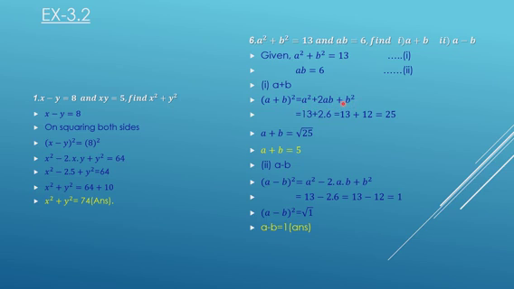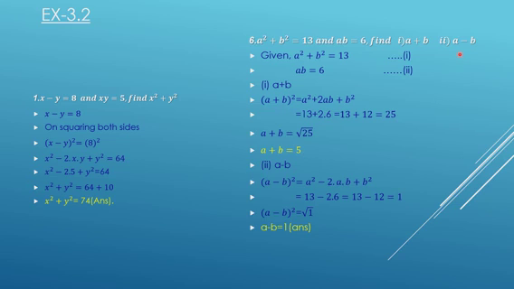Now if you put the values here, we know that a square plus b square is 13. So for a square and b square we can put 13 and ab is 6. So 2 into 6 gives us 12. So 13 plus 12 is 25. Remember we had to find a plus b, not a plus b whole square. 25 is equal to a plus b whole square. If I put root over on both the sides, a plus b will become 5.